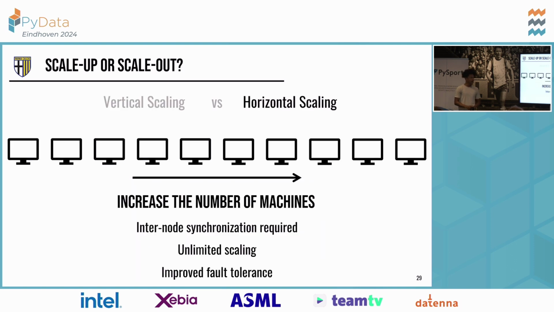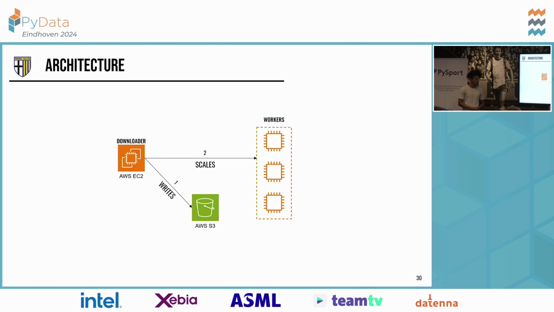Another possibility is to scale horizontally, which means increasing the number of machines according to the games you need to process. And so this requires synchronization between all your workers, but the scaling is unlimited, meaning that you can turn on a new machine every time. The only limit is the price that you can pay for it. And the fault tolerance is improved because if you lose a machine, well, you have the other workers to do the job. And that's why we chose to go with horizontal scaling.